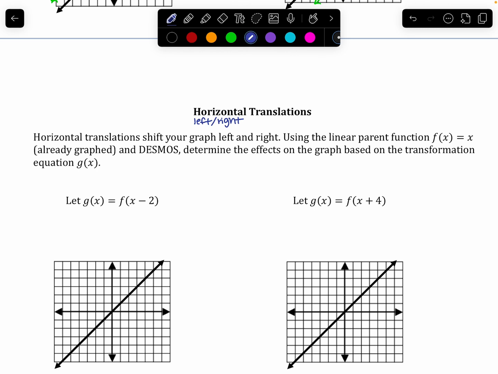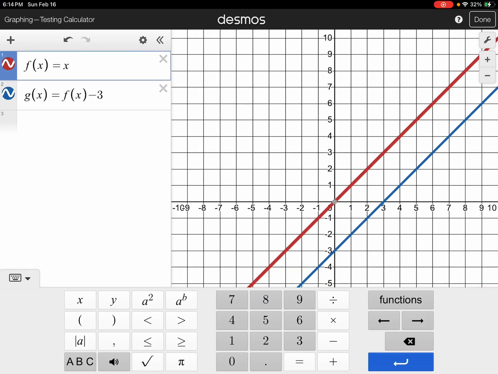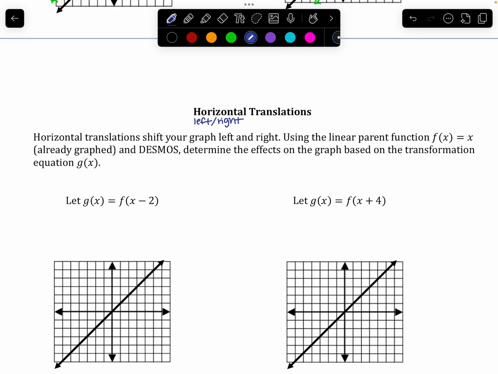I'm actually going to change this a little bit because it's very difficult to see with our linear function. So I'm going to change this to our quadratic function. I'm going to come over here and change this from x to x squared. Okay. So now you can see that this is a parabola. You'll learn about parabolas later, but this is a quadratic parent function.